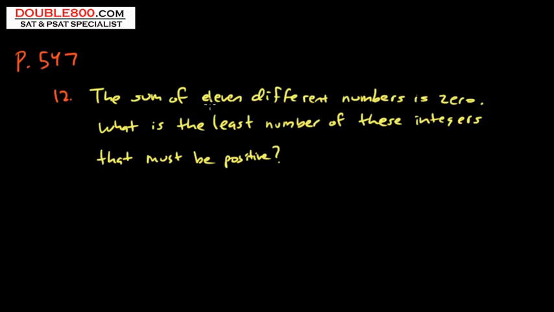So we have 11 different numbers. Sometimes on the test you'll see the word distinct, which is just synonymous. They can't be the same, is 0. What is the least number of these integers that must be positive? So we want the fewest number of all these 11 in order for this sum to be 0. I think a lot of students make the mistake when they read this, they somehow infer the numbers must be consecutive. There's no evidence here. It doesn't say that they have to be consecutive. They just have to be different.